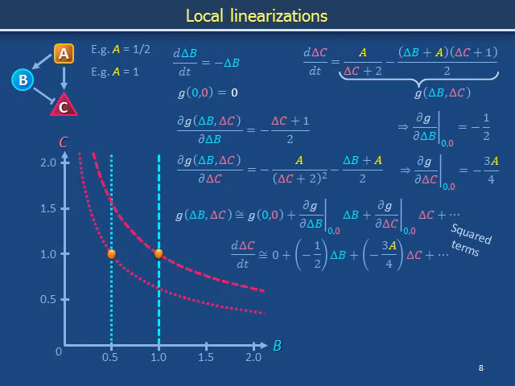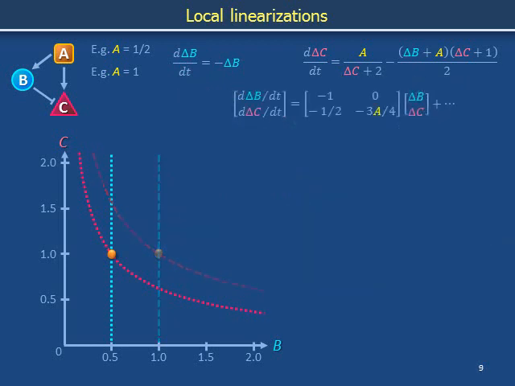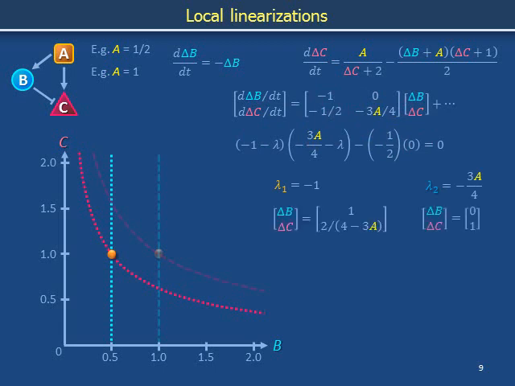Ignoring squared and higher-order terms allows us to express the system in terms of a matrix equation. Solve for the eigenvalues of this approximate equation by attaching minus lambdas to the main diagonal elements and forming the product of the off-diagonal elements. In this case, you can read the eigenvalues off directly as lambda 1 equals minus 1 and lambda 2 equals minus 3/4 A. You can verify that these eigenvectors correspond to these eigenvalues.